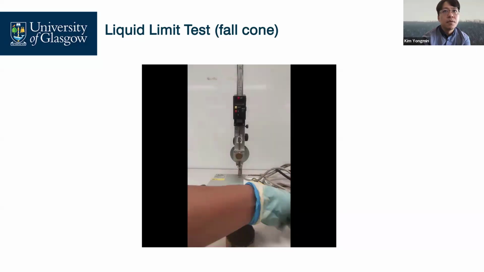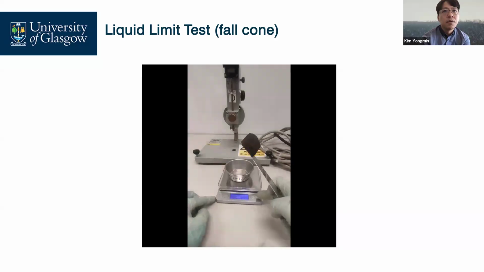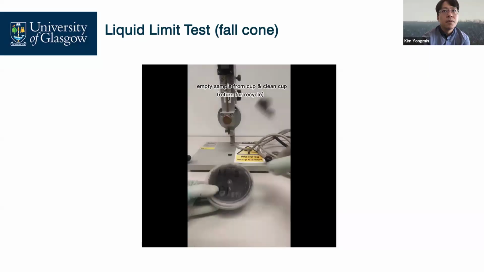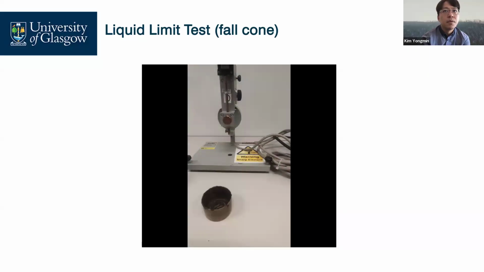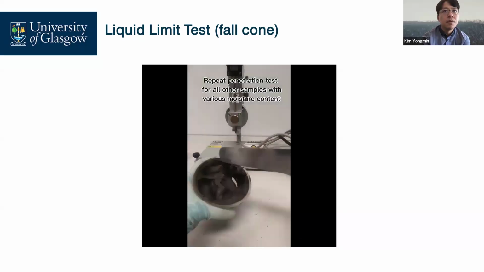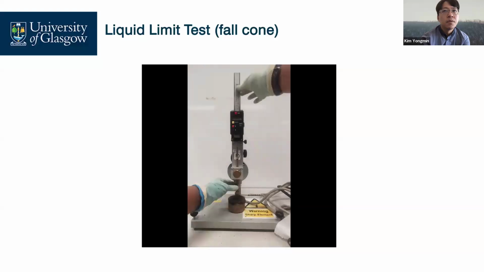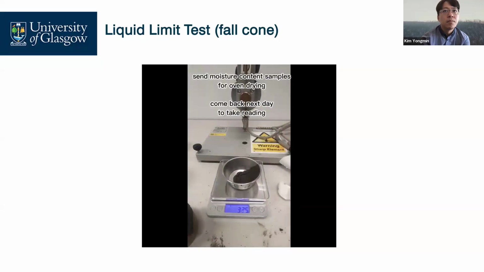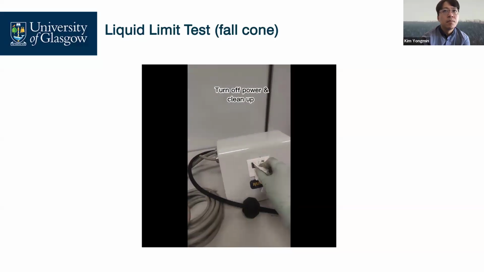Take a sample for the moisture content test. Empty the sample from the cup and clean the cup. Repeat the penetration test for all other samples with various moisture contents. Send the moisture content samples for oven drying. Come back next day to take the reading. Turn off the power and clean up.